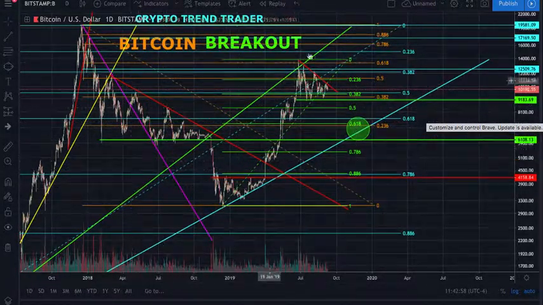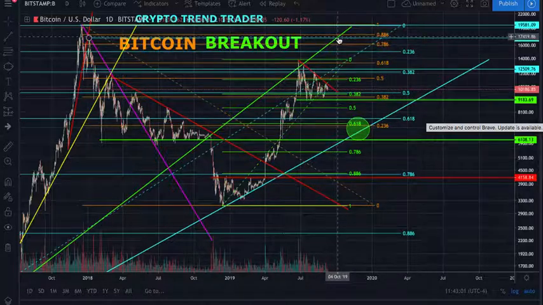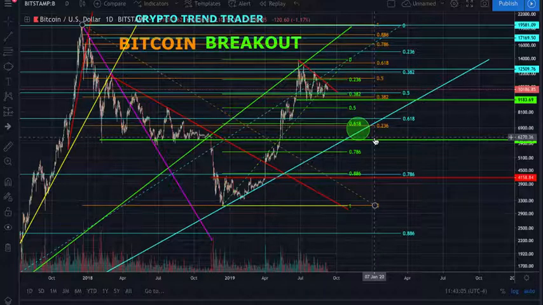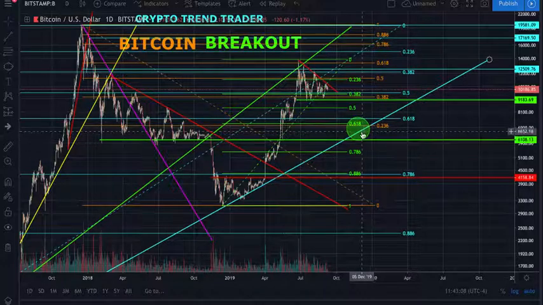So if we're going to go by the diagonals, we're either going to come back towards this median line at some point in time, continue to go sideways, or dump down. So yeah, we're either going to go up, sideways, or down. Wow, that really tells us a lot.